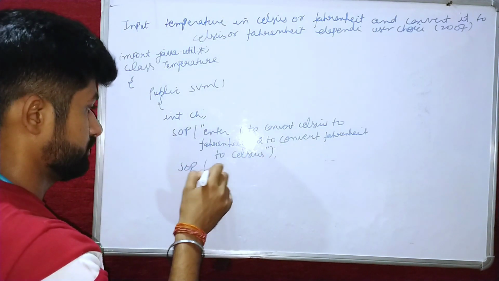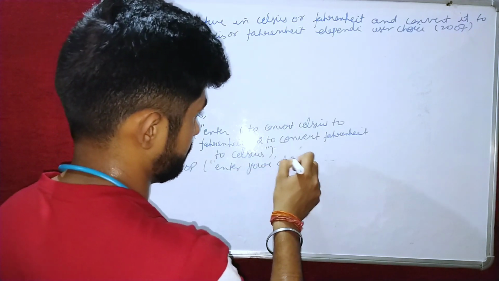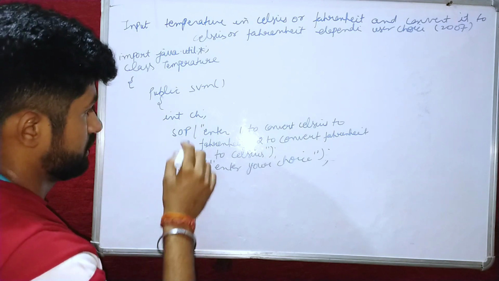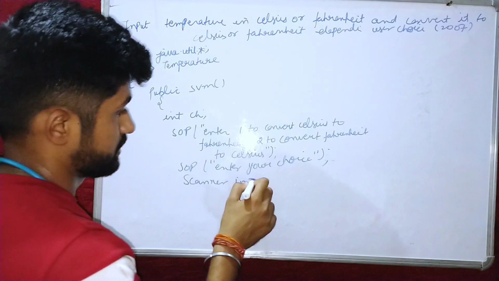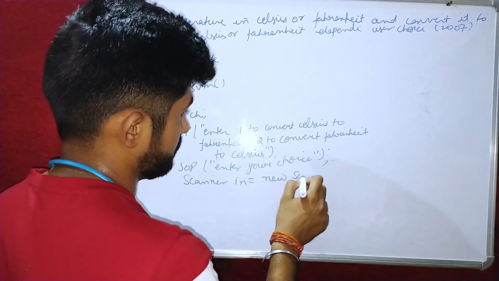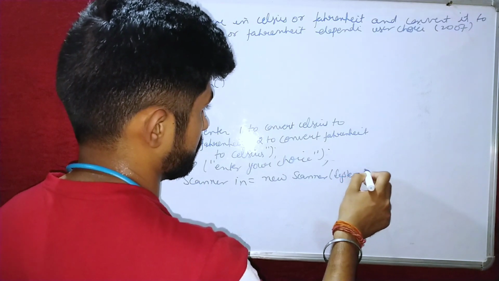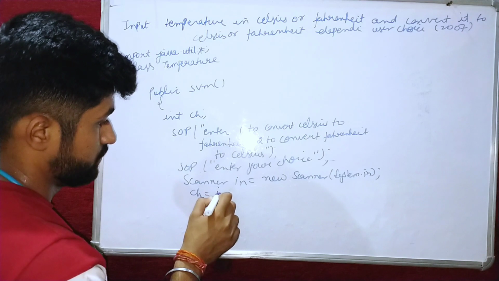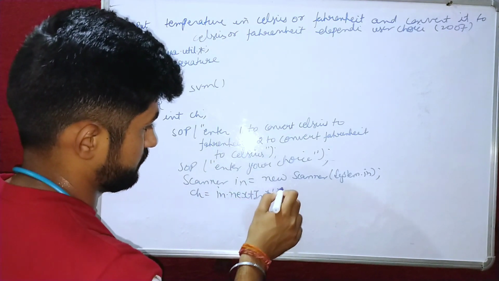SOP: Enter your choice. I accept this choice. This is the printing statement. After it, you make the Scanner class object: Scanner n equal to new Scanner System dot in. Now accept the ch variable: ch equal to n dot nextInt.